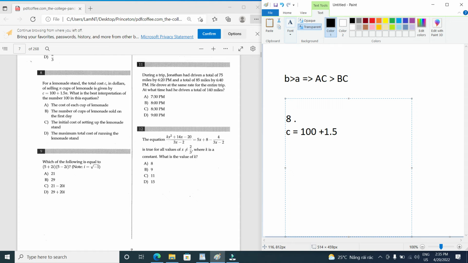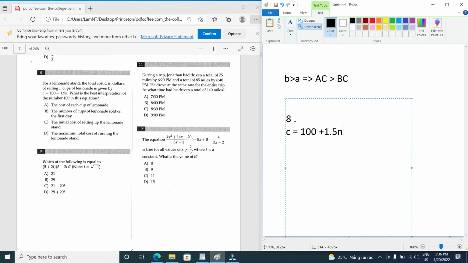N is the number of cups, and C is the total cost. So A, the cost of each cup of lemonade; B, the number of cups of lemonade sold on the first day; C, the initial cost of setting up the lemonade stand; and D, the maximum total cost of running the lemonade stand.